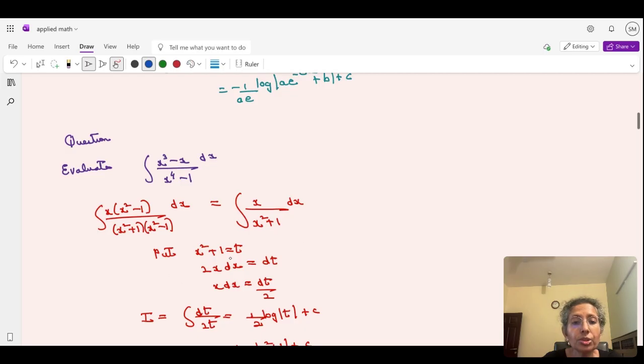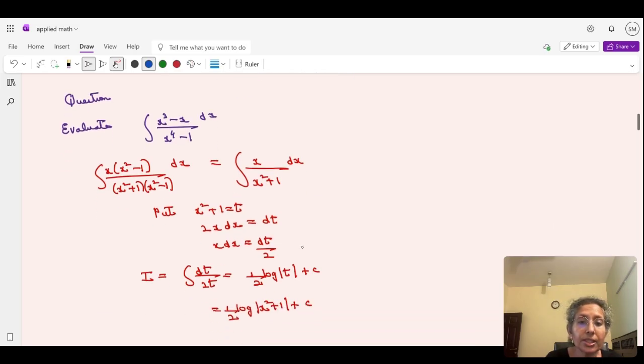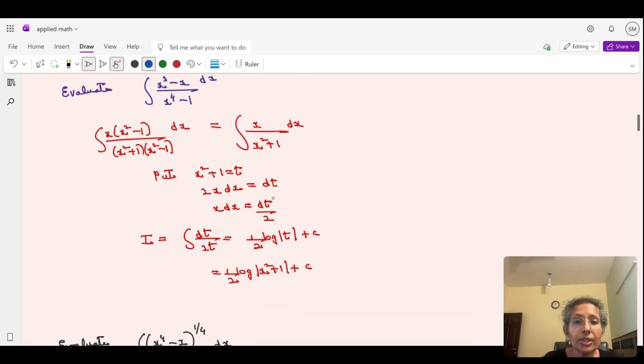Now make a substitution, put x squared plus 1 as t. So 2x dx equal to dt, or x dx is dt by 2, and now substituting here you get integral dt by 2t, which is half log mod t plus c, and now substitute for t. What is t? X squared plus 1. So it's half log mod x squared plus 1 plus c.